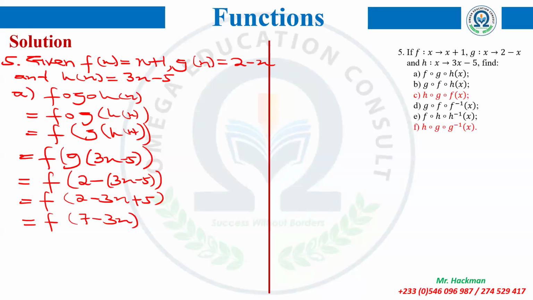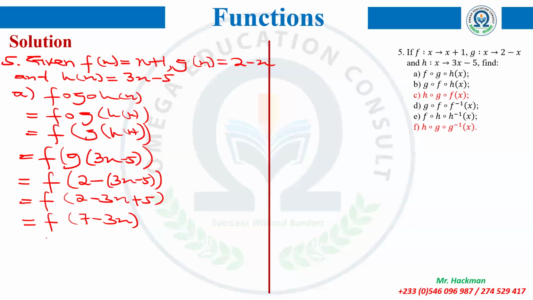7 minus 3x plus 1. No, I want the meaning of this. Wherever you see x in f of x, you put 7 minus 3x there. Perfect. So that's it. You need to know the meaning before.